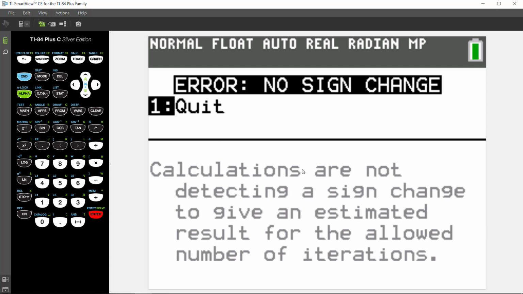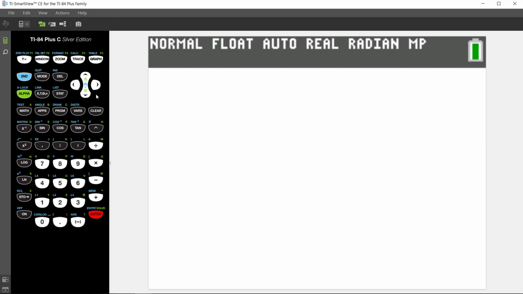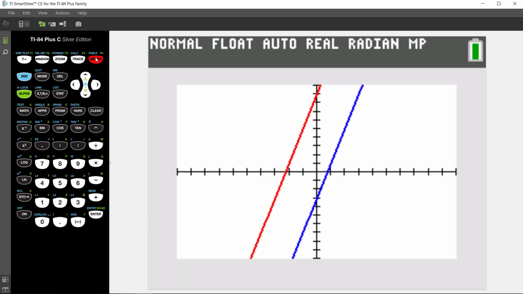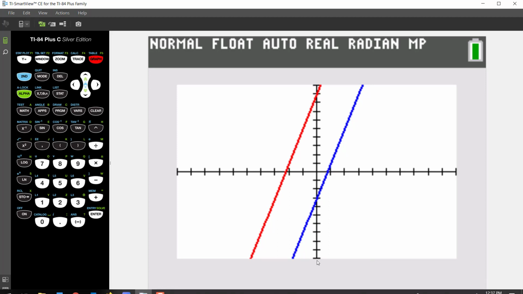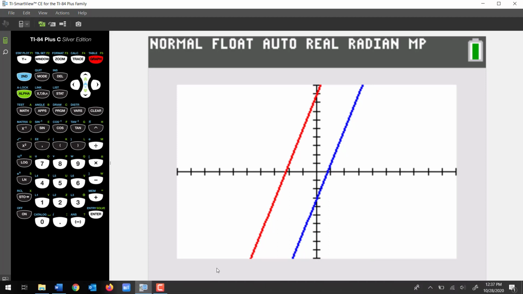It says calculations are not detecting a sign change to give an estimated result for the allowed number of iterations. This will happen if they are parallel, and it will also happen if they intersect but you don't see the intersection. If you know they have different slopes and they're going to intersect, you need to change your window and show the intersection in your window before the calculator can calculate it. We'll look at some more of those later.